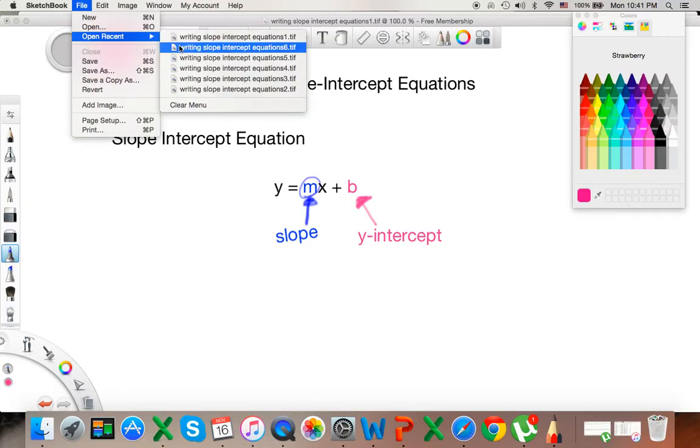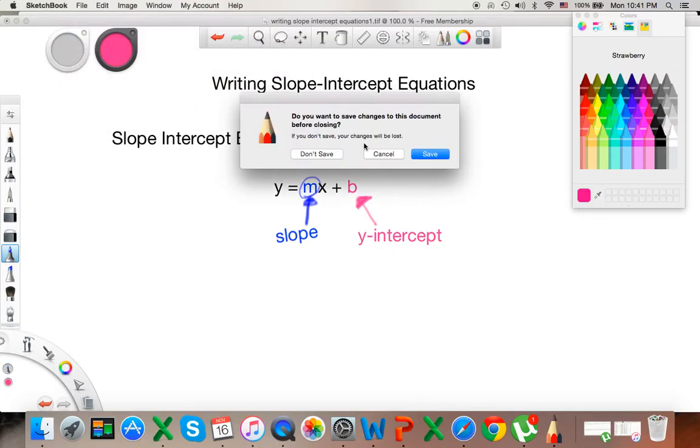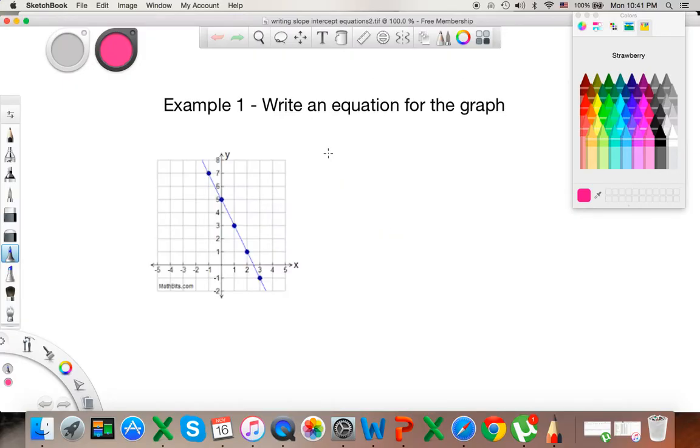Okay, let's take a look at some examples. All right. So if I want to write an equation for this graph, I know that I need to find the slope and the y-intercept, or the point where the graph crosses the y-axis. Okay, so I need to find m and b. I can look at the graph and find b. I can see that the graph crosses the y-axis at (0, 5). So the y-intercept is 5.